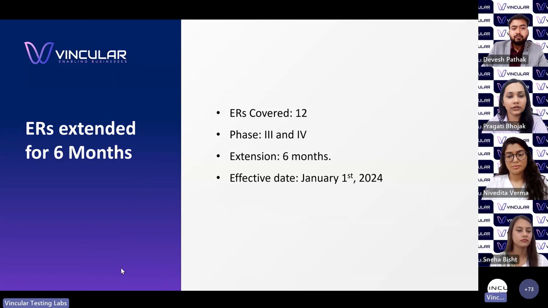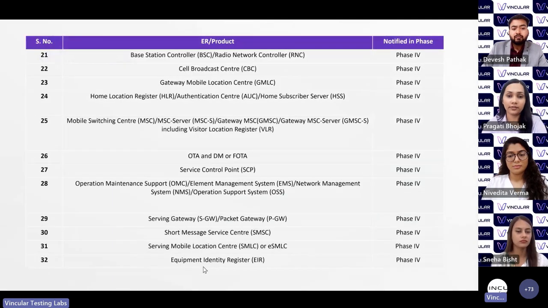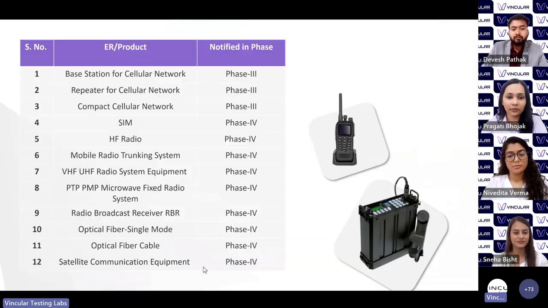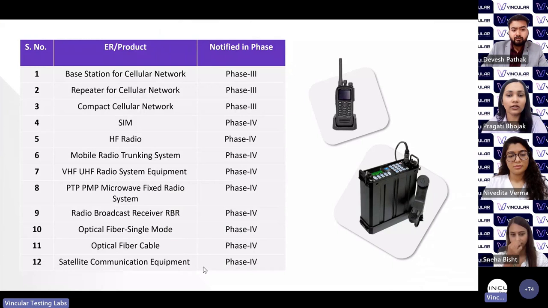Further, in continuation, the mandatory date of certification for 12 product categories falling under Phase 3 and Phase 4 has been extended by 6 months. That is from 1st July 2023 to 1st Jan 2024. It includes products like base station, repeater, cellular network, radio broadcast receiver, optical fiber cable. The ER list is again visible on the screen.